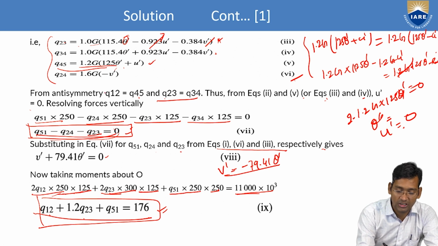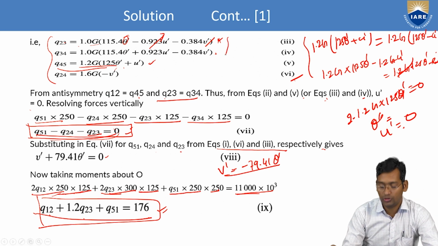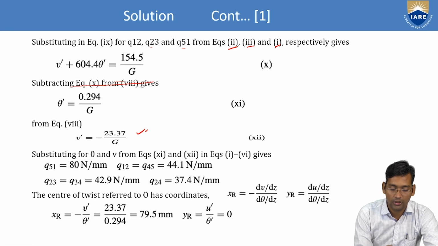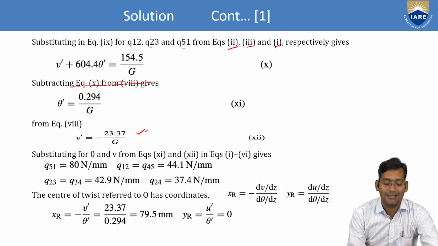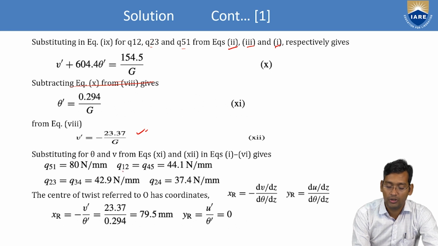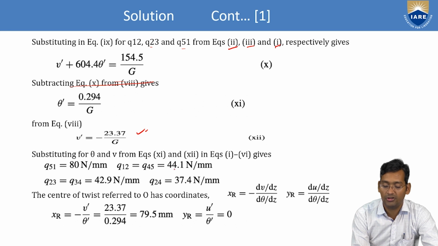So by just putting in all from 1 to 6 equation, what we will get? We will get the value of the Q. So how much value we will get? Q51 as 80 Newton per mm. Q12 is equal to Q45. Already that is there because of symmetry. So 44.1 Newton per mm.